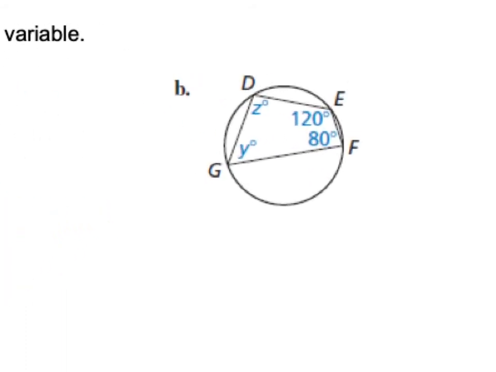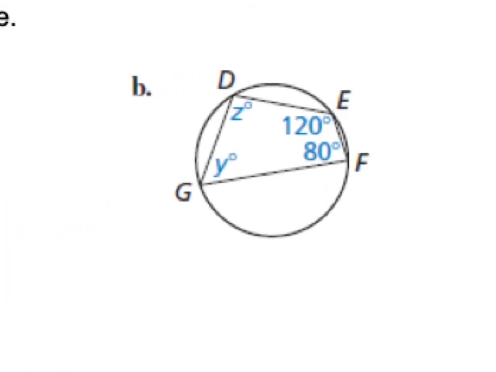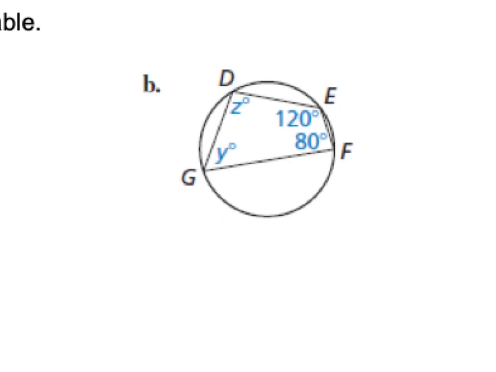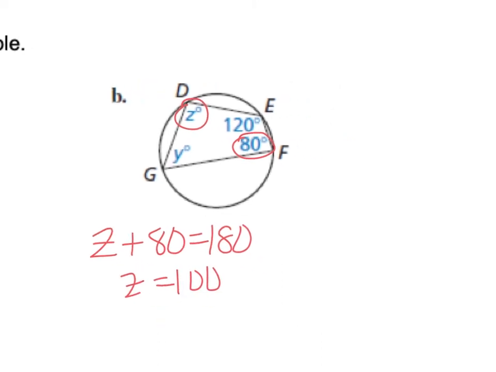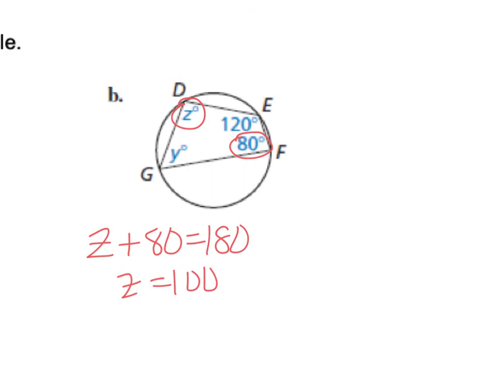Okay, so this second one here, I have a circle, and there's a quadrilateral inside of it, which means if I have a quadrilateral inside of a circle, then I know the opposite angles are going to be supplementary. So I know that z plus 80 is going to equal 180, so z is going to be 100. Okay, and let's think about what else that tells me.